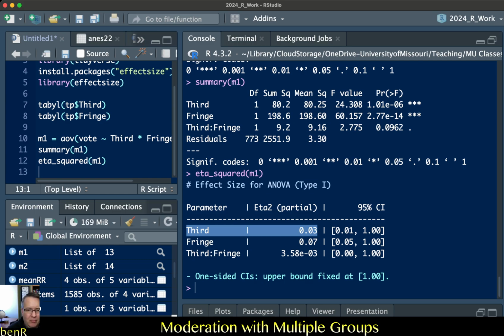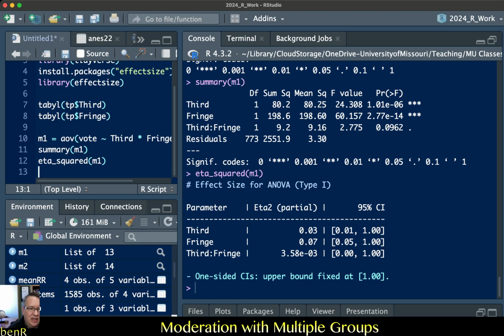And it gives us this effect size for the third party effect, which is 0.03, which is, I believe, a moderate effect size for eta squared. And then for the fringe, it gives us a 0.07, which I think in eta squared is considered a reasonably good-sized effect. And then the interaction is 0.003, which, again, makes sense that it's not a very large effect because it's not statistically significant at conventional levels.